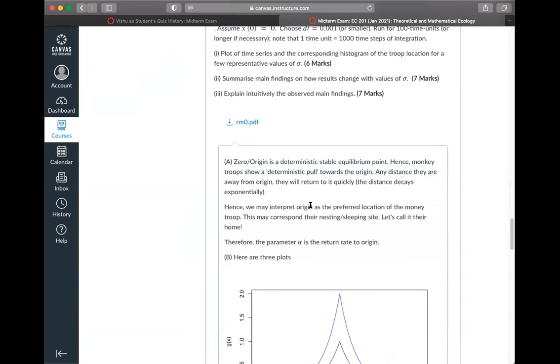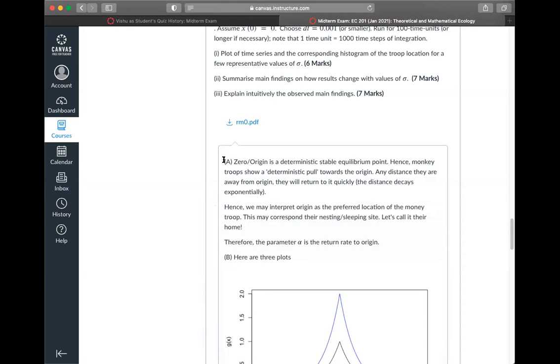Hence, we may interpret the origin as the preferred location of the monkey troop. This may correspond to their nesting or sleeping site. Let's call it their home. Therefore, the parameter alpha is the return rate to the origin or home. I should have written home also. So this is assuming alpha is positive.